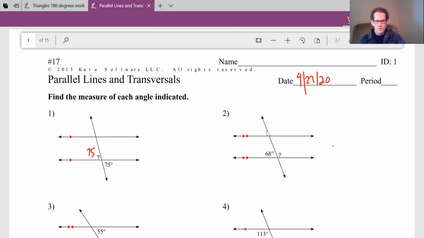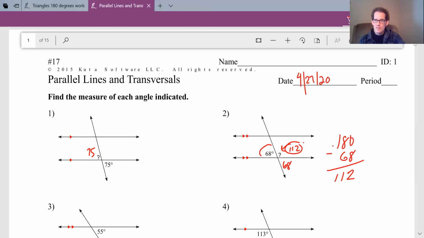Let's take a look at number 2. If this angle here is 68, it's vertical to this angle. This angle is 68. But that's not the one I wanted. I wanted this one. So if I want to figure out what this angle is, this transversal is 180. So if I simply take 180 and subtract that 68, then I'm going to get 112. So this angle right here is going to be 112. So if I can check that, 112 plus 68, that equals 180. So that's my answer for that one, 112 degrees.